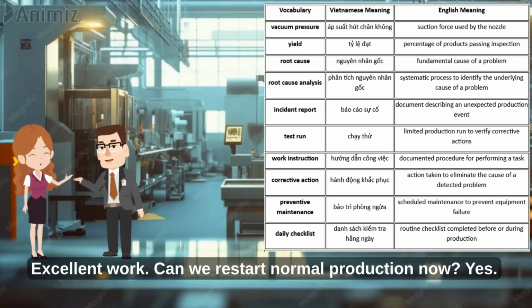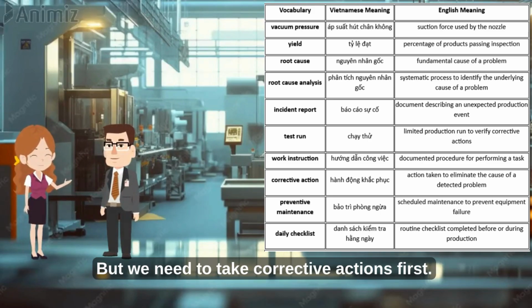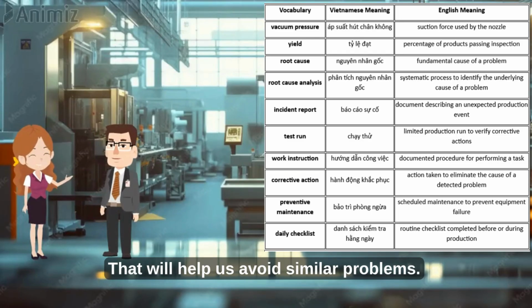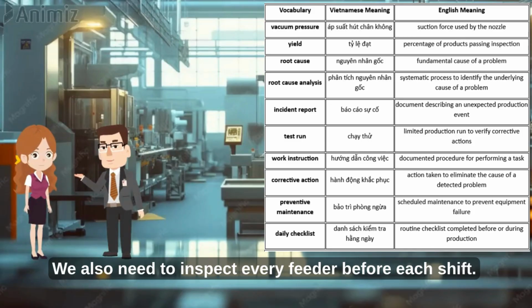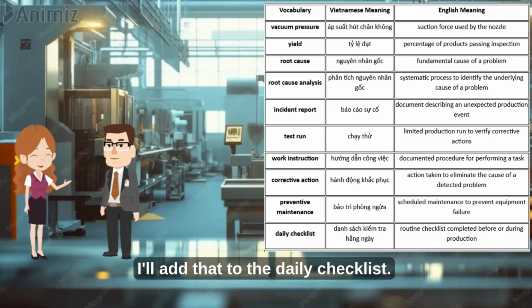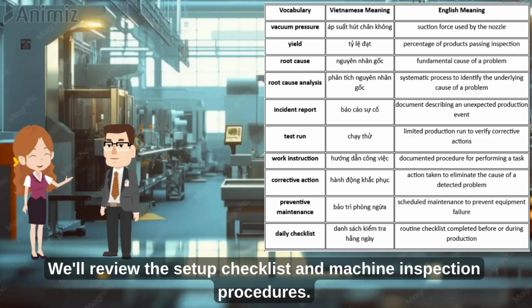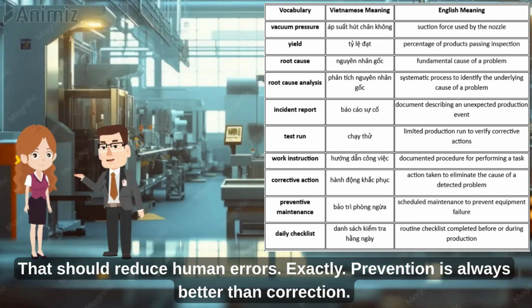Excellent work. Can we restart normal production now? Yes, but we need to take corrective actions first. Besides replacing the nozzle? We should update the preventive maintenance schedule. That will help us avoid similar problems. We also need to inspect every feeder before each shift. I'll add that to the daily checklist. Good idea. Should we train the operators again? Yes, we'll review the setup checklist and machine inspection procedures. That should reduce human errors. Exactly. Prevention is always better than correction.